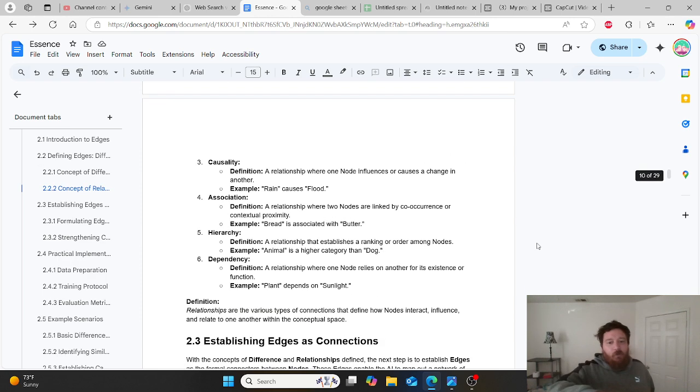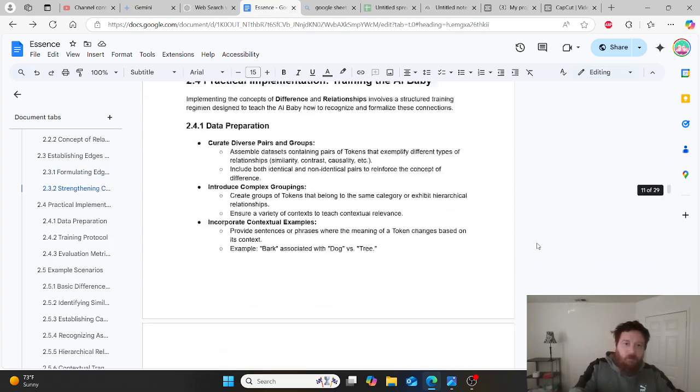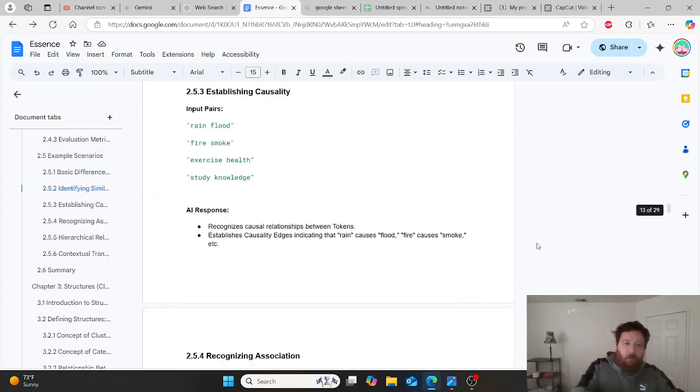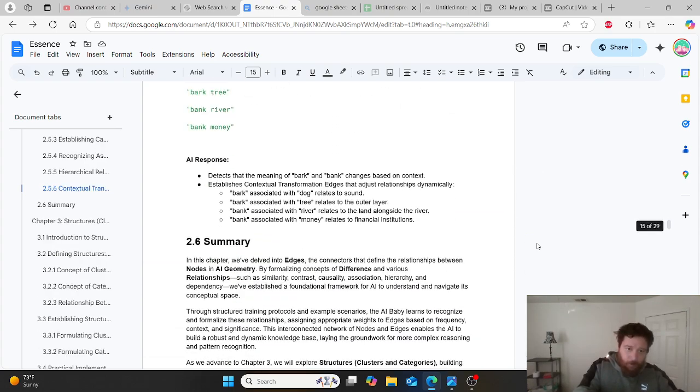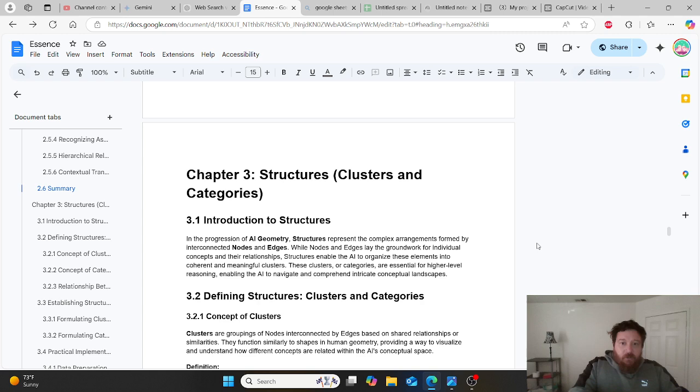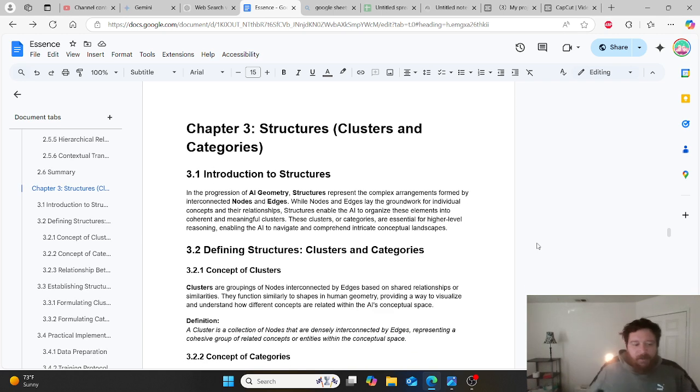And then once we train it more on several examples of relationships and differences, we move on to step 3, which is structures. And structures are clusters and categories. This is very interesting, right? And flat out, I would not have hit on this without diving into these concepts deep with LLM models, right?